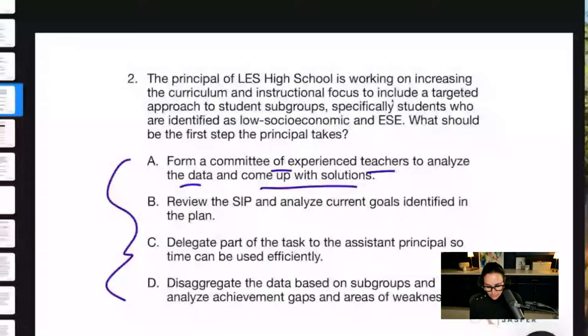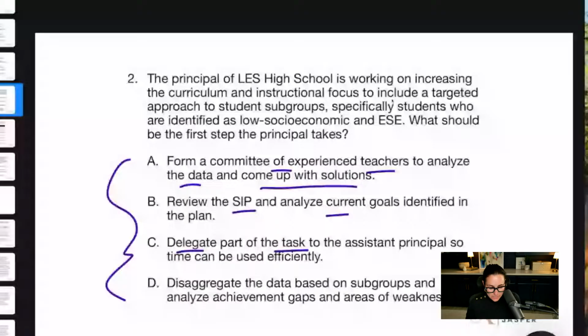Sounds good. I'm going to leave it. B, review the SIP and analyze current goals identified in the plan. Again, another great answer. We're reviewing the school improvement plan, analyzing the current goals. That sounds great. This is why people say to me, all the answer choices looked good, because they all have good words in them. Let's look at C.